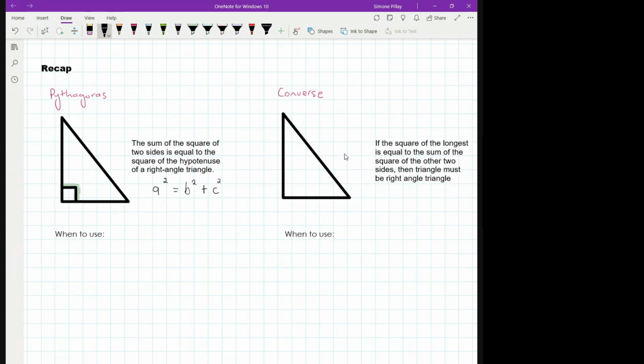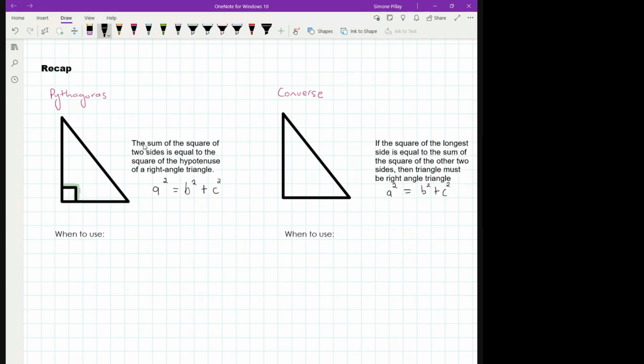When we look at the converse theorem of Pythagoras, it says that if the square of the longest side, so we have a side and we have the square of the longest side, if it is equal to the sum of the square of my other two sides, then the triangle must be a right angle triangle.